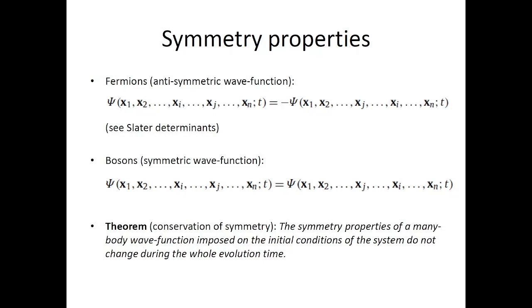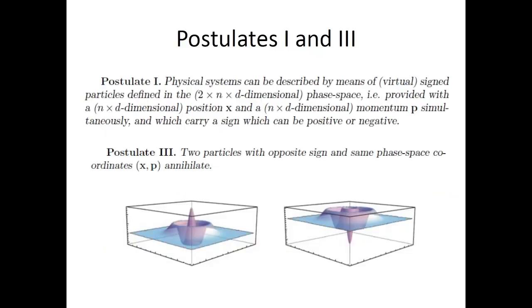So this means that if you start from an ensemble of fermions that have an antisymmetric wave function, this wave function will be antisymmetric during the whole simulation of the system, and the same applies for bosons. If you start from a symmetric wave function, if your simulation is correct, at the end you have to end up with a symmetric wave function again. So these are facts that we have to keep into account when we are going to deal with simulations of these systems, but by using sign particles.